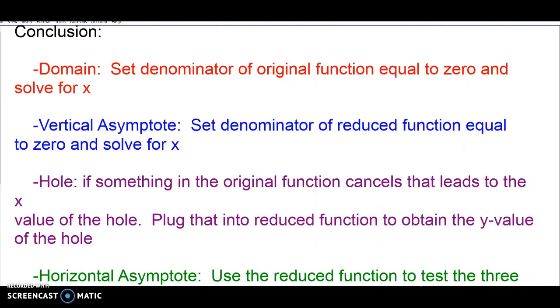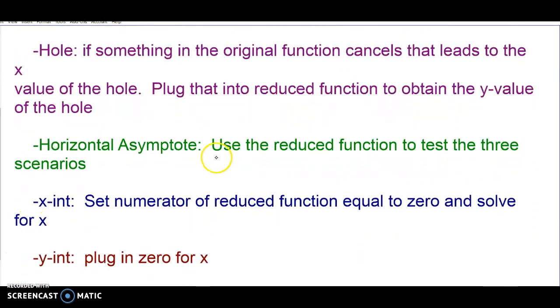All right, so just a conclusion here. Domain, we set the denominator of the original function equal to 0 and solve for x, and take that out of our domain of the real numbers. Vertical asymptote, set the denominator equal to 0 of the reduced function, I should mention. Hole, if something of the original function cancels, that leads to the x value of the hole. Plug that into the reduced function to obtain the y value.